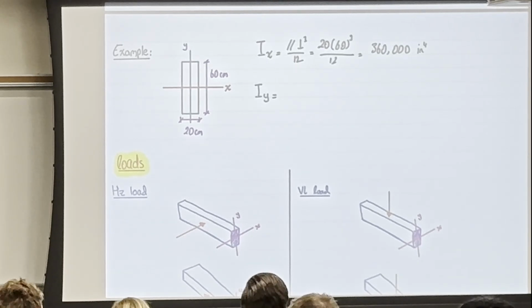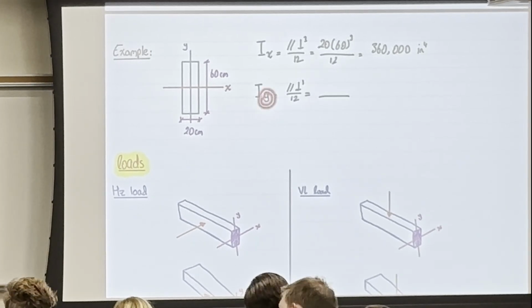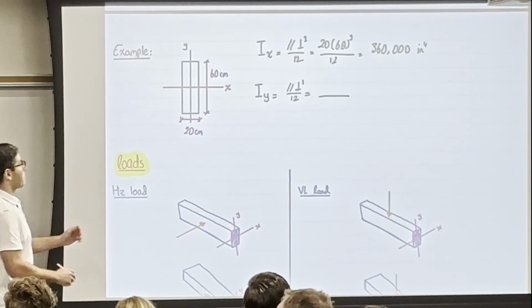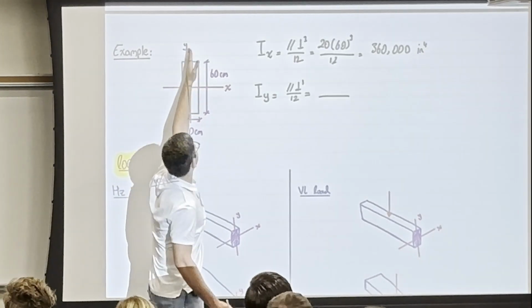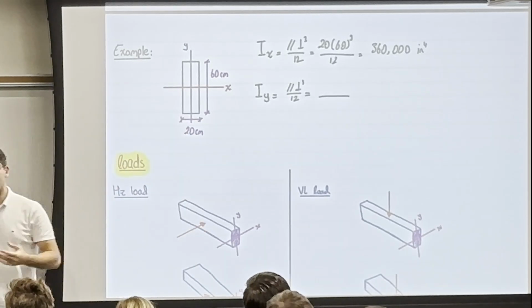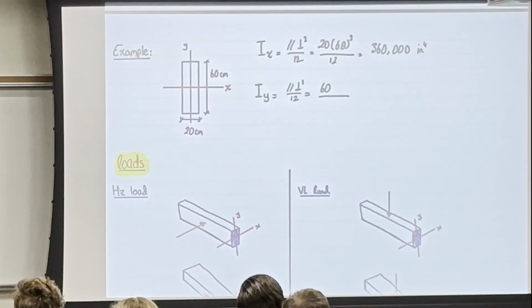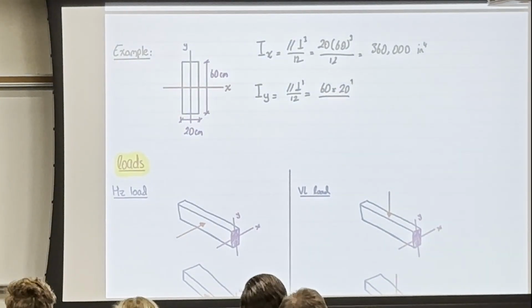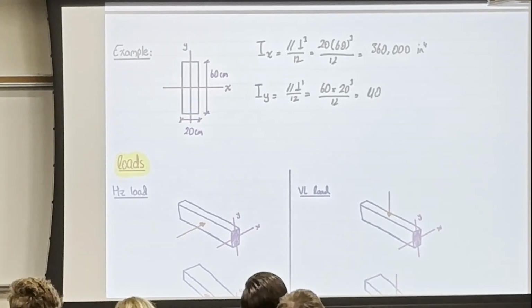And now I have Iy, again, parallel perpendicular cube over 12. That's why it's important to always read the subscript. The subscript here tells you y. Go read where y is here. So y is at the centroid. So now I want to find the moment at the centroid. So now I will have 60, which is parallel to y, times 20 cube over 12. And this will give me 40,000 only.